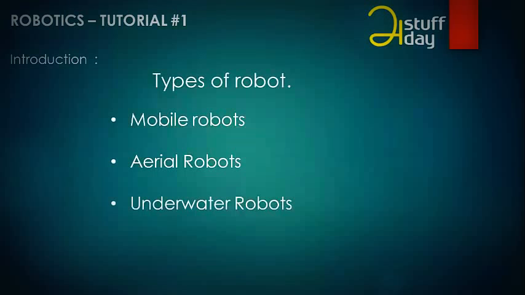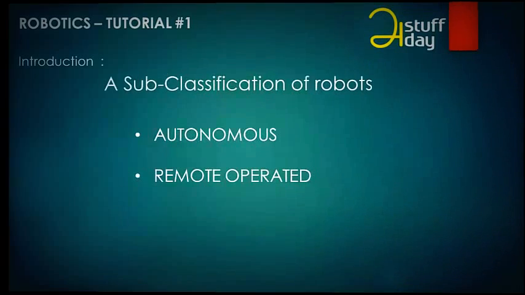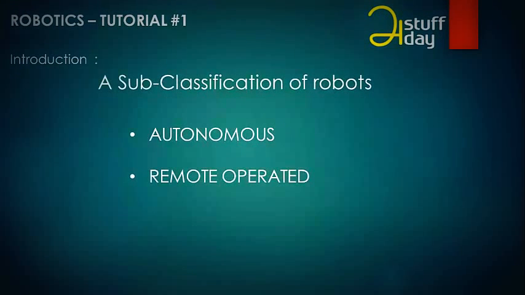So all these three types of robots have another subclassification under them, which is autonomous and remote operated. Autonomous robots are capable of carrying out an activity on its own based on sensors. It consists of a set of sensors and actuators. So based on the inputs from the sensors, the actuators work.